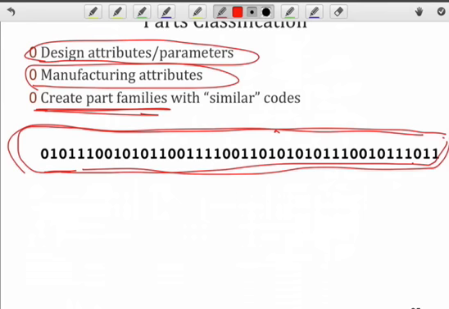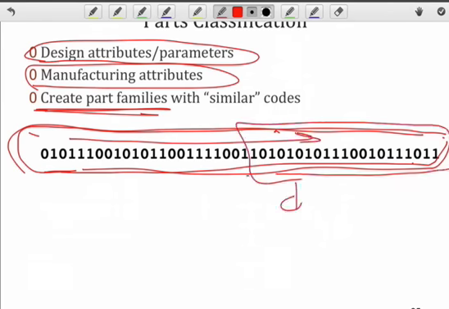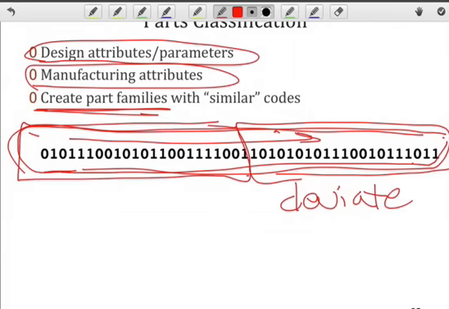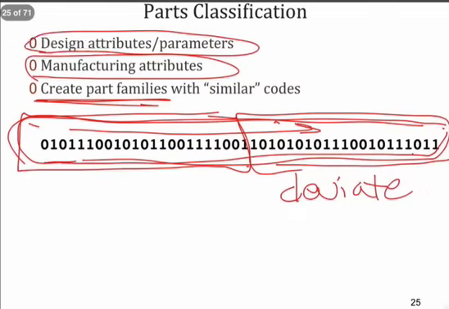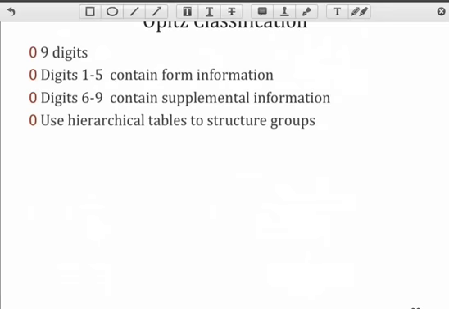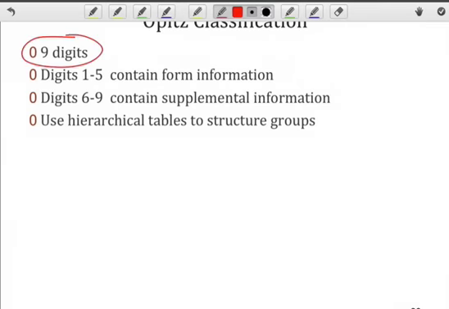Typically, as we go from left to right, the right part of the code is going to deviate, or I should say we will allow deviations in the same part family. But there will be some segment of the code that will be shared in common for all the parts. Well, let's look at a classical example of a classification scheme, and that is the Opitz Classification. And you'll see this in many books and papers, including the one that you're reading for today. If I look at the Opitz Classification, it's based on 9 digits, and those digits can range from 0 to 9.